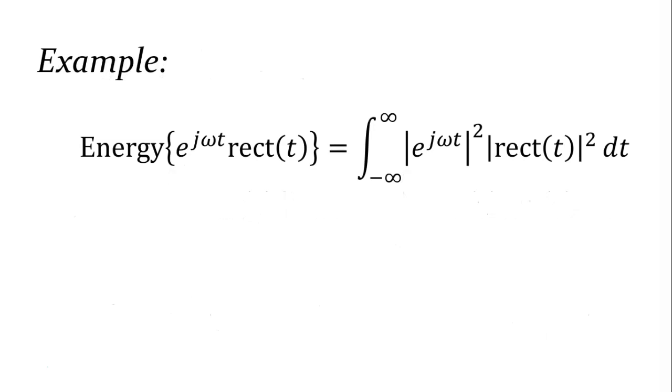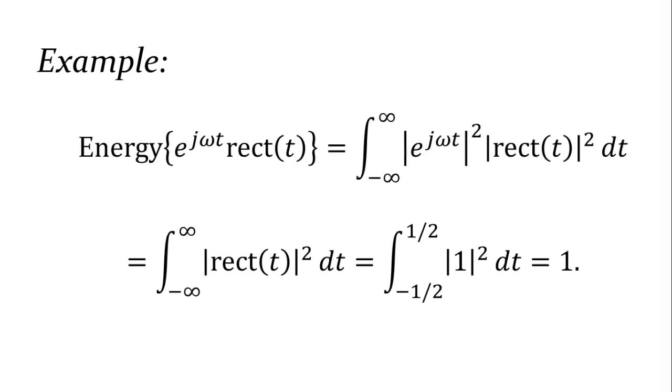Let's calculate the energy of e to the j omega t multiplied by rect of t. Since the magnitude squared value of a product is a product of magnitude squared values, we obtain the simplification shown here. Noting e to the j omega t has magnitude 1 for all time, all that remains is to integrate the magnitude squared of rect of t. But rect of t magnitude squared is equal to rect of t, giving the result energy of this signal is equal to 1.